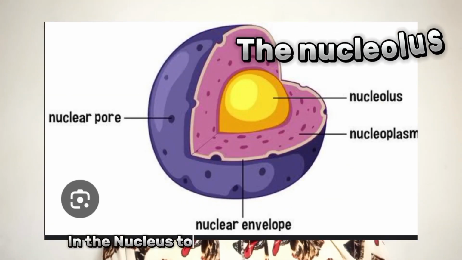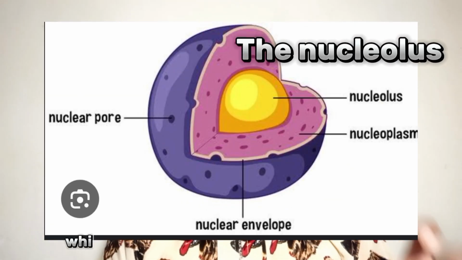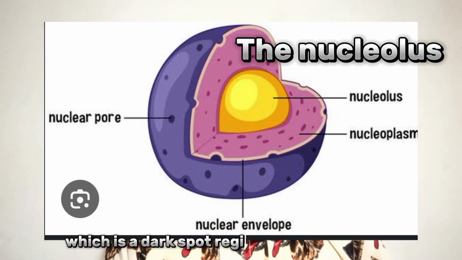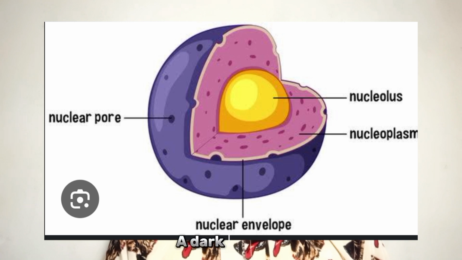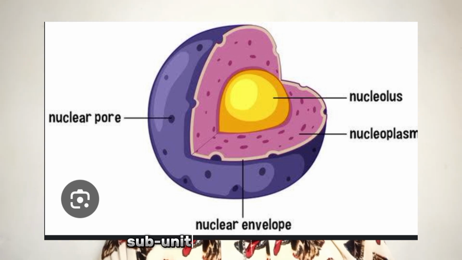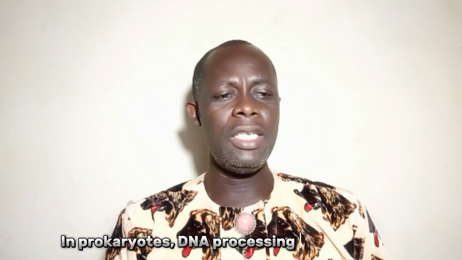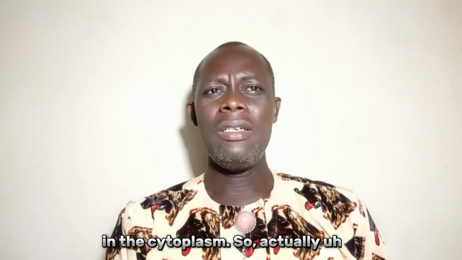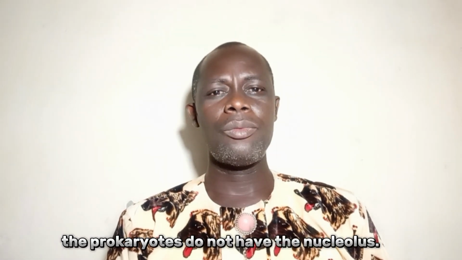In the nucleus too, we have the nucleolus, which is a dark spot region of the nucleus. Now, the nucleolus is a specialized region within the nucleus where ribosome subunits are assembled. In prokaryotes, DNA processing takes place in the cytoplasm. So actually, the prokaryotes do not have the nucleolus.